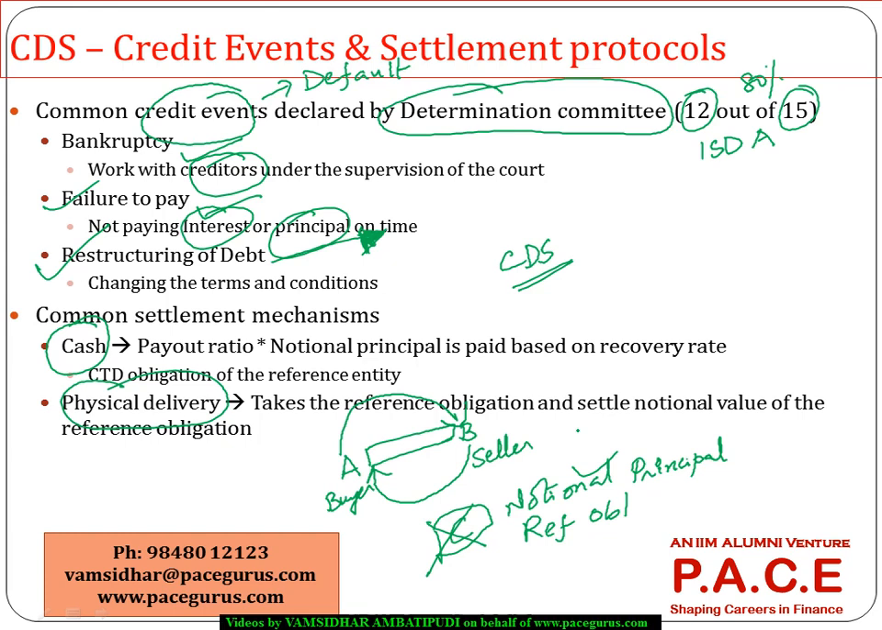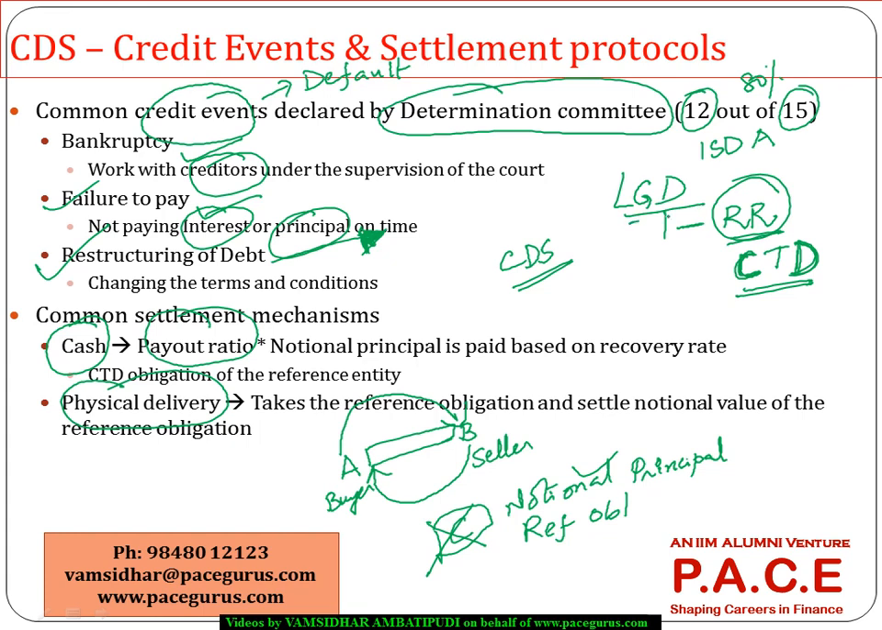The other kind of settlement is a cash settlement, wherein the payout ratio is determined. Payout ratio is nothing but 1 minus the recovery rate. The recovery rate is again assessed based on the market value of the trade. Based on the recovery rate, the cheapest to deliver CDS would be decided, which would constitute your payout ratio, and the payout ratio is multiplied by the notional principal based on how much can be recovered from that party, or probably based on the loss given default. That is what would be the payout.